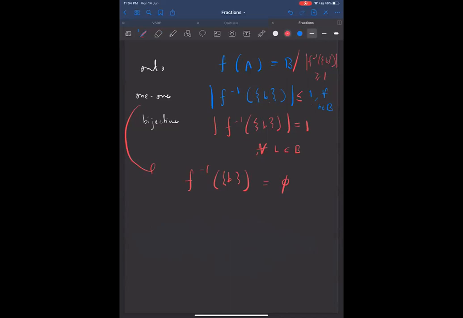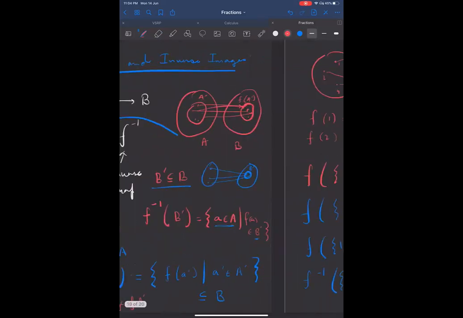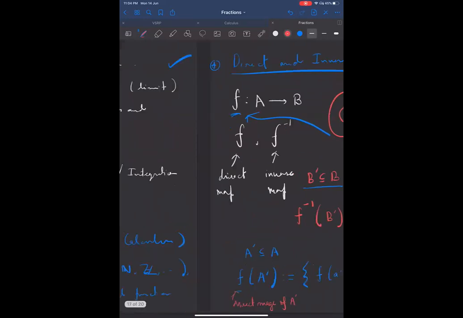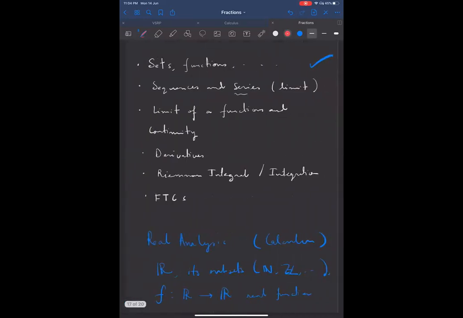So anyway, that's it. This is the concept of inverse image and this is direct image. So these are equivalents of this. So this part is done. In the next class, I don't know if I will take it, but whoever takes it will continue from sequences. Great. So that's it for today. I think we can call it a day.